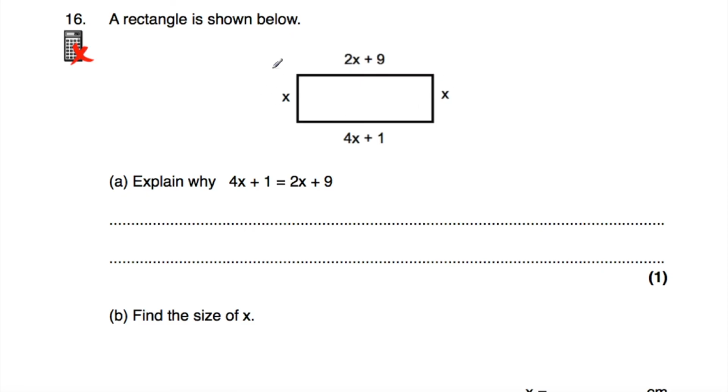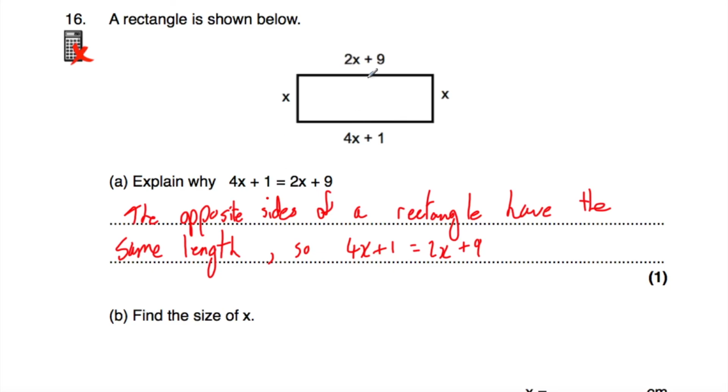So here we've got a rectangle, and we've been asked to begin with, explain why 4x plus 1 is equal to 2x plus 9. So here we've got 4x plus 1, here we've got 2x plus 9, but the opposite sides of a rectangle have got the same length. So this length is equal to this length. So let's explain that. I've just explained that the opposite sides of a rectangle have got the same length. So 4x plus 1 equals 2x plus 9, and that's it. Okay, part B.